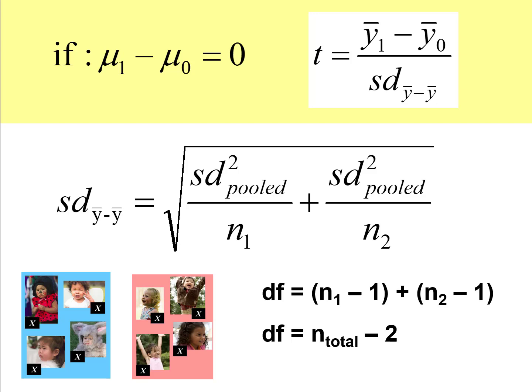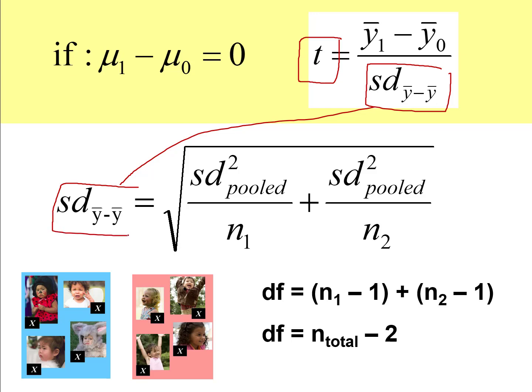And now you have everything you need to be able to calculate a t-value for a two samples study where you're making a contrast between two different groups. Now, to calculate your t-value, first you need to calculate your standard error of mean difference. Before we can do that, we first need to calculate our pooled variance.